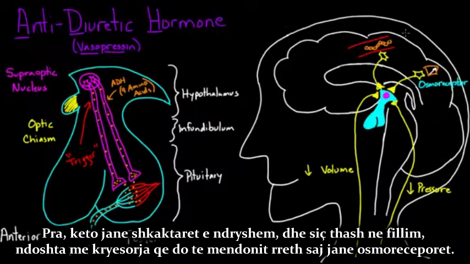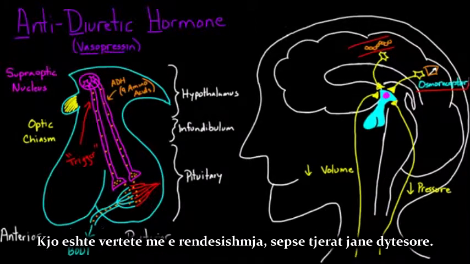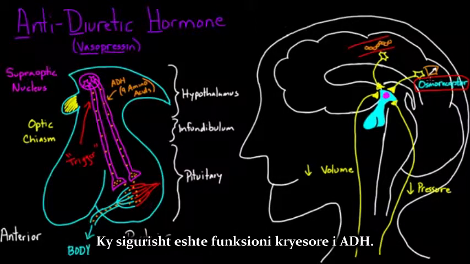So these are the different triggers. And like I said in the beginning, probably the main one you want to think about as far as ADH is concerned is this osmoreceptor. This is really the most important one because everything else is secondary to that. That is definitely the major function of ADH.